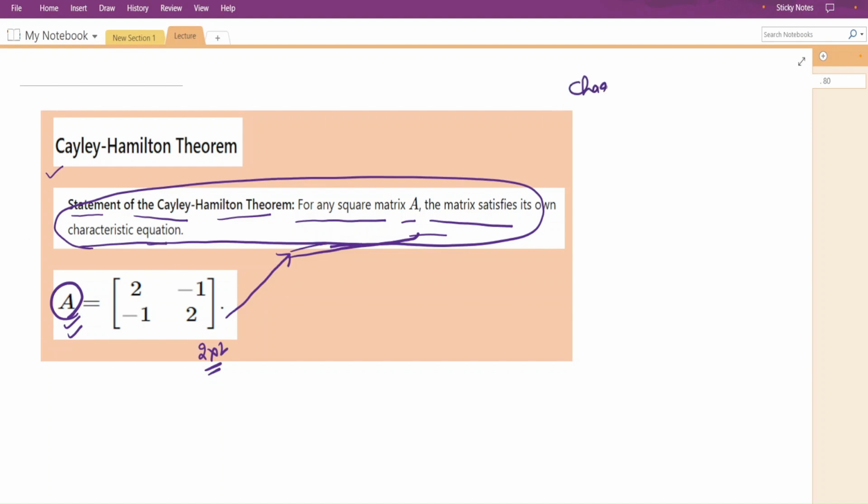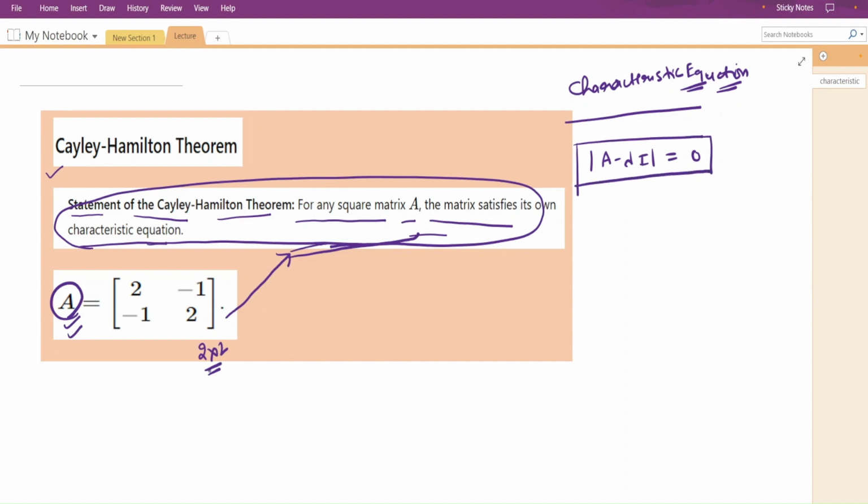the meaning of characteristic equation. What is the meaning of characteristic equation? The characteristic equation is the determinant of A minus lambda I equal to 0, right? So as per this statement, any square matrix must satisfy its own characteristic equation, so this thing we have to verify.